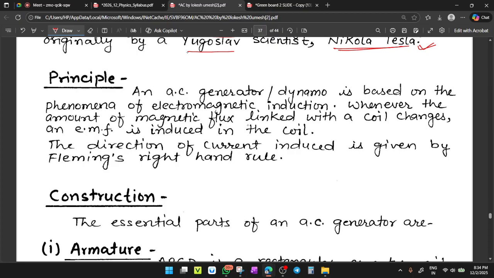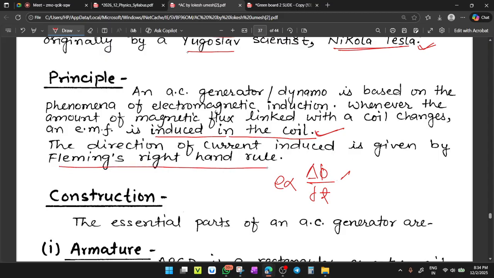When the amount of magnetic flux linked with a coil changes, an EMF is induced in the coil. So it's based on the law of electromagnetic induction, which says that whenever the magnetic flux linked with a coil changes, that is dΦ/dt, Faraday's law, then there will be the production of EMF. The direction of the induced current is given by Fleming's right hand rule. Obviously, we have read all this in the chapter on EMI.